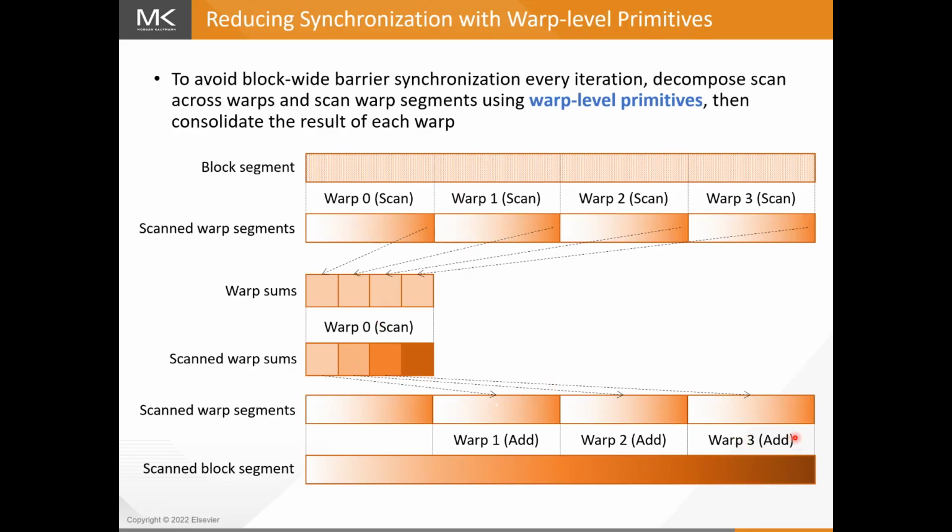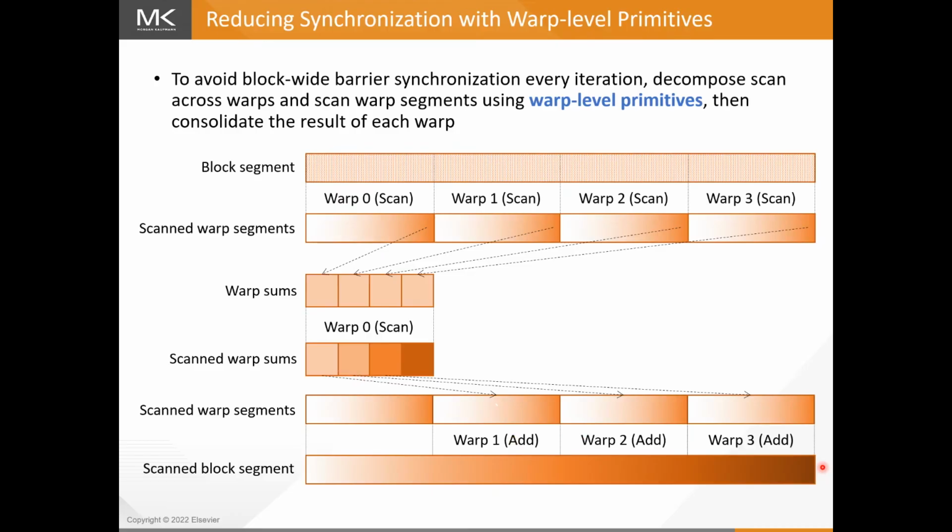Okay, etc. So every warp is going to do a scan. Every warp contributes its sum. We do a scan of the warp sums, and then every warp goes back and adds the previous warp's scan sum to its own elements to get the final result. Is this clear?